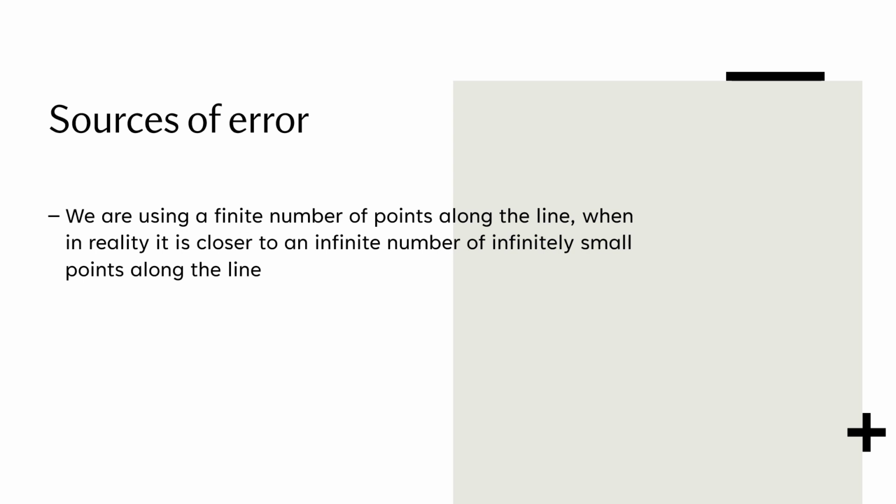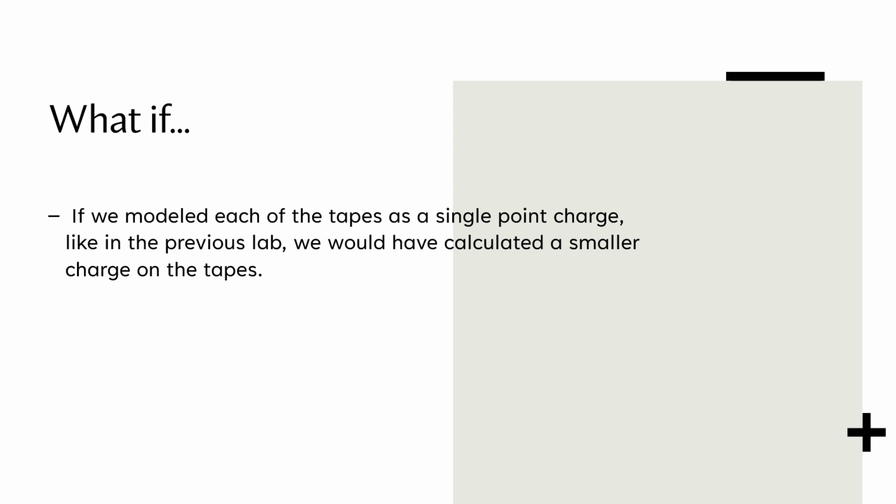Possible sources of error are that we are only using 10 points to represent this line, when in reality it is closer to an infinite number of infinitely small points along this line. And if we modeled each of the tapes as a single point charge like we did in the previous lab, we would have found a smaller charge on the tapes, and I already discussed that in our previous lab.